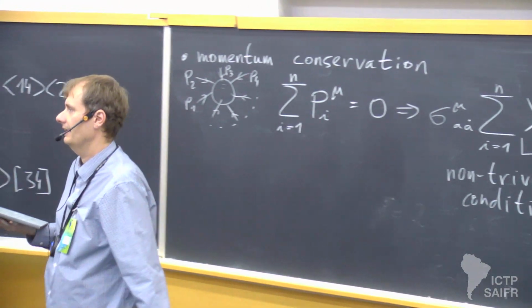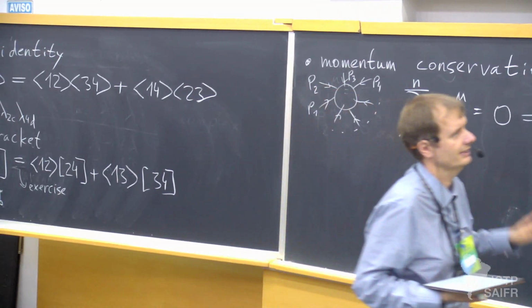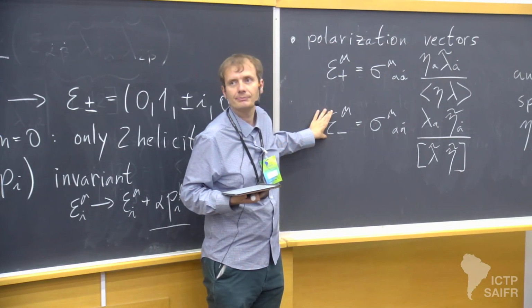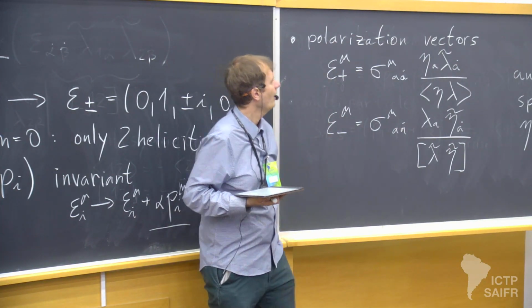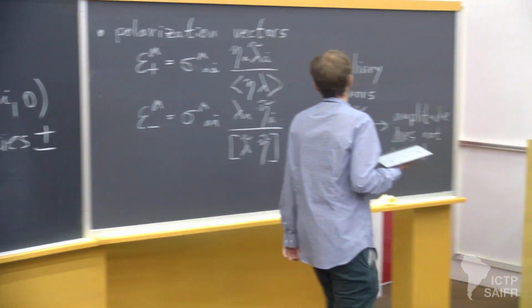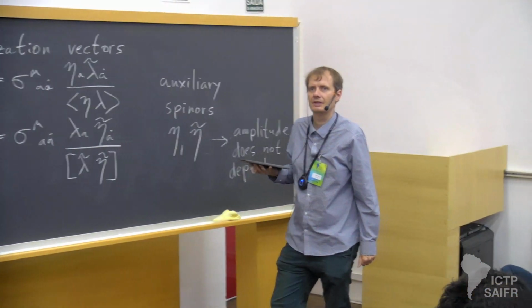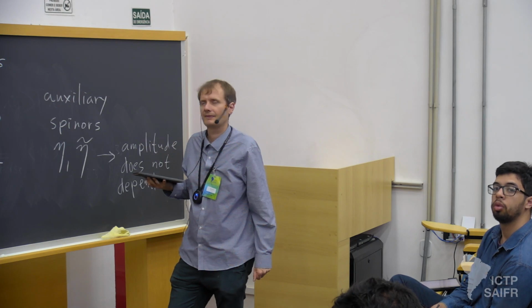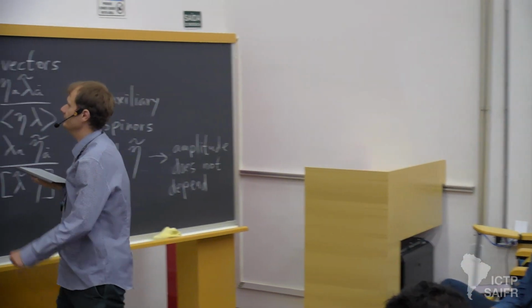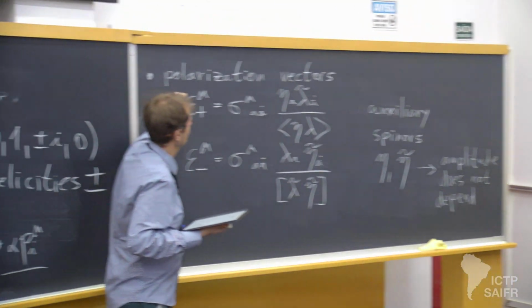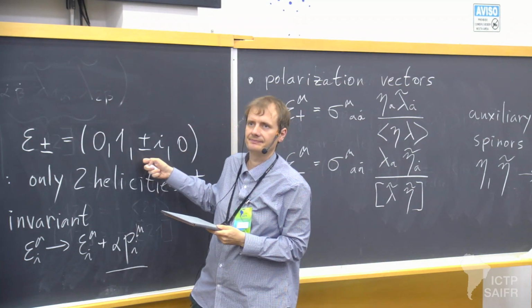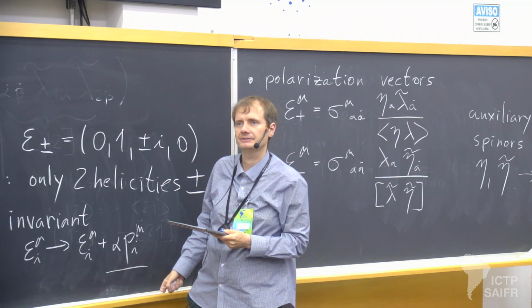Can you repeat that? Is there any physical interpretation? You mean of these etas or of these epsilon plus? Of the epsilons. Right, so no, this is a covariant way to write this, modulo these transformations.